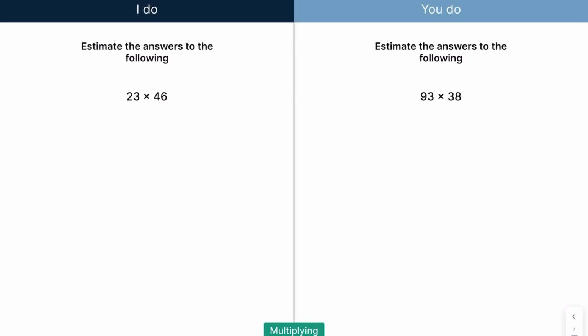So the way my videos work, I'm going to do the example on the left, which is I do. You are then going to press pause and I've got the example on the right, which is you do. And at the bottom, you can see the type of example this is.